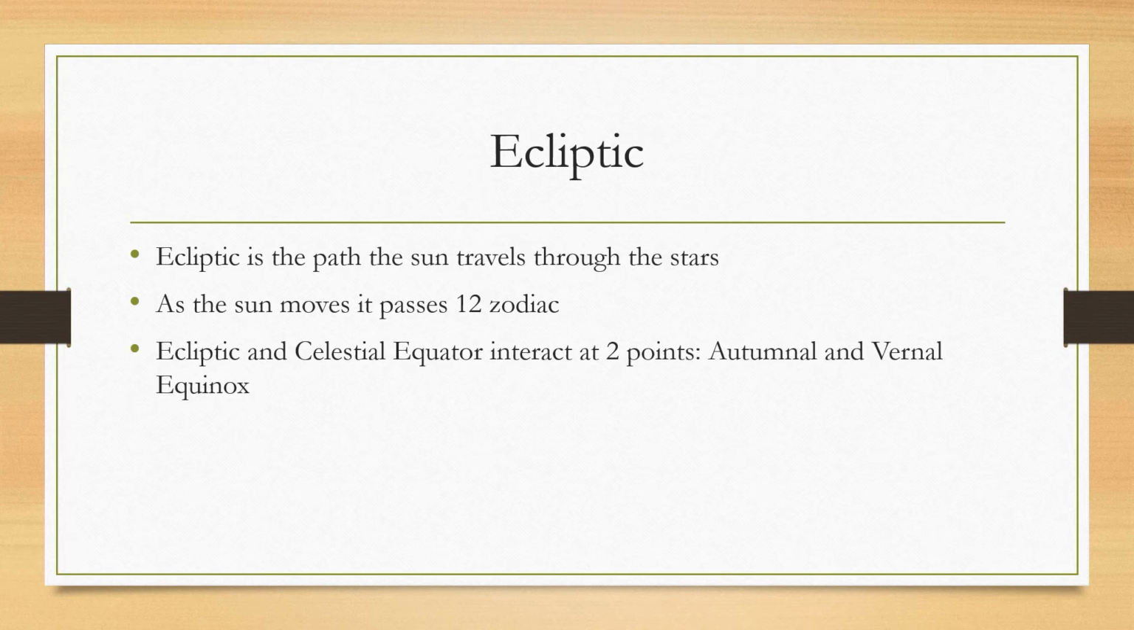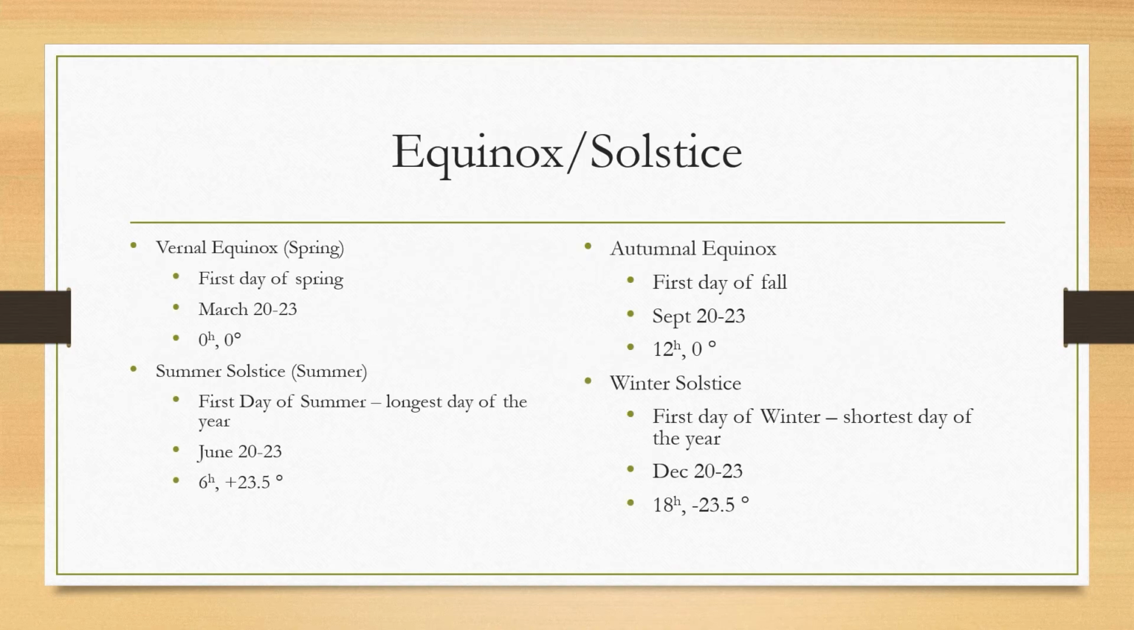Earth's axial tilt is 23.5 degrees. The ecliptic and celestial equator interact at 2 specific points, and this is the 0-hour circle. When they interact at the 0-hour circle, you have the vernal equinox, which is spring, and when it comes in contact with the 12-hour circle, it is the autumnal equinox, also fall or autumn. And these are very important.